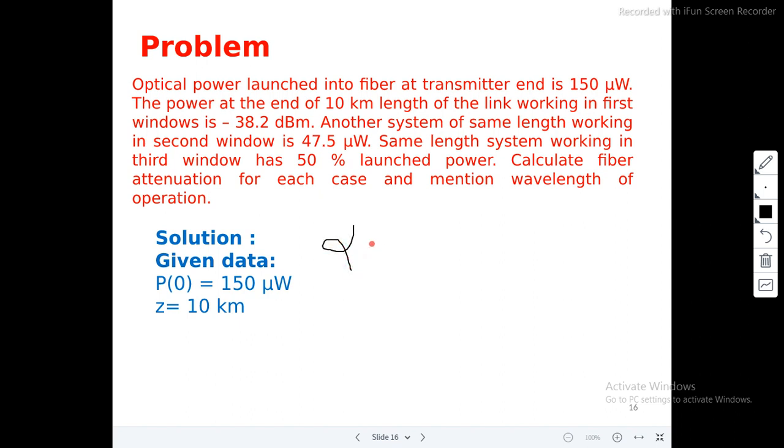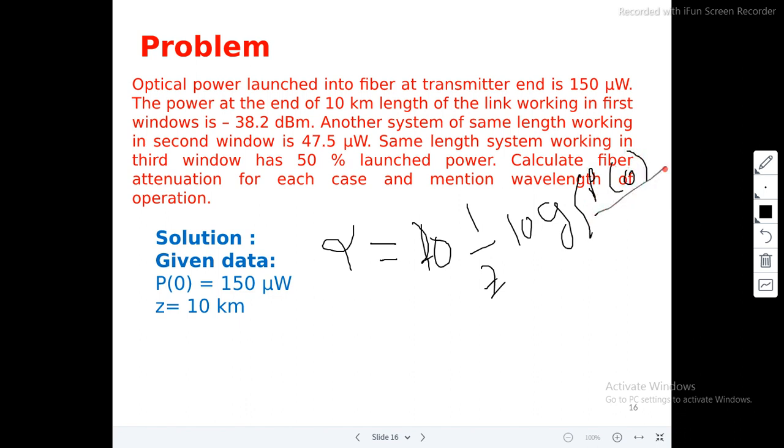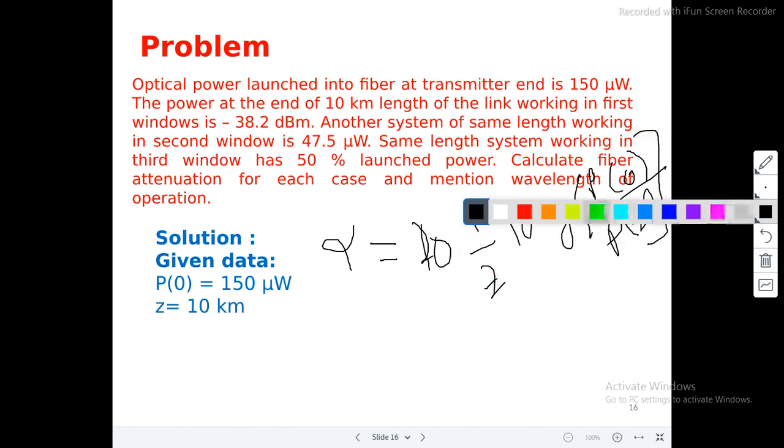For the first unit, you take the attenuation constant alpha. Alpha is equal to, the general formula is 10 into 1 by Z into logarithmic of P of 0 by P of Z. So this is the general formula. You know all the values, so you can directly substitute. The value of Z is equal to 10, so 10 and 10 cancel.